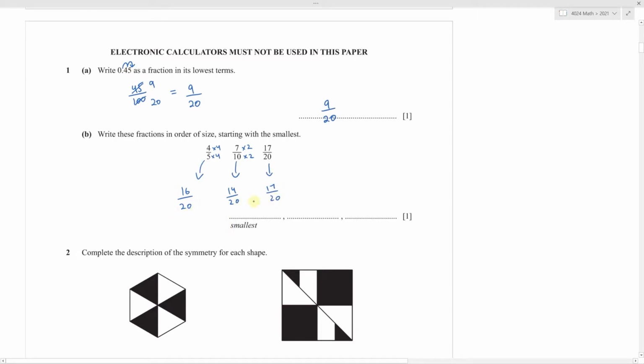Now since the denominators are the same, I can compare the numerators. This is the smallest numerator, 14, and the corresponding fraction is 7 over 10. So 7 over 10 is the smallest value. Next one is 16 over 20, which is 4 over 5, and then 17 over 20 is the largest.